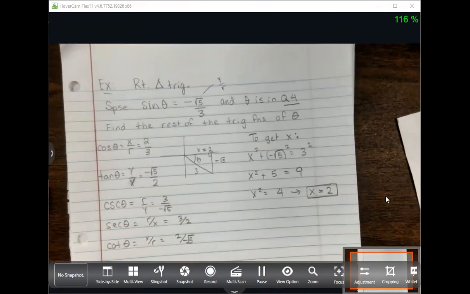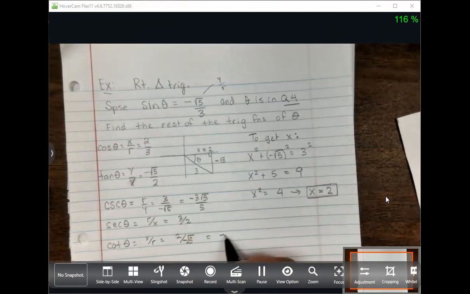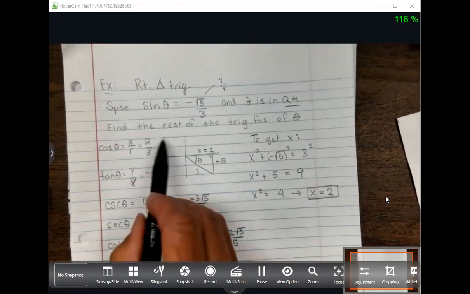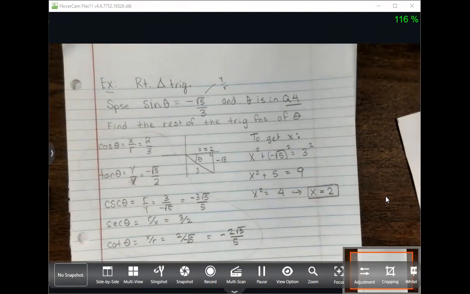And if you want to rationalize them, you can. This would be negative 3 square root of 5 over 5, and this would be negative 2 square root of 5 over 5. Okay? But again, that's what we're going to do today. We're going to solve right triangles. We're going to find all 3 sides. We're going to find all 3 angles using this right triangle trigonometry stuff.